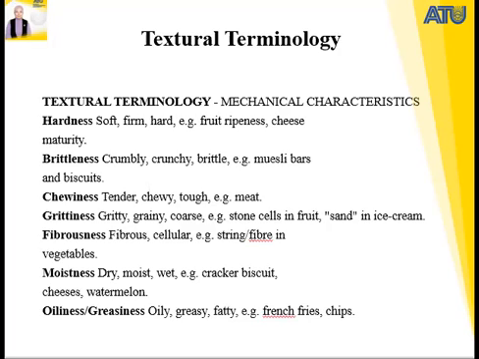Next is moistness, which can be divided into dry, moist, and wet, for example crackers, biscuits, cheeses, and watermelon. And then oiliness and greasiness: oily, greasy, fatty, for example when describing French fries and chips.